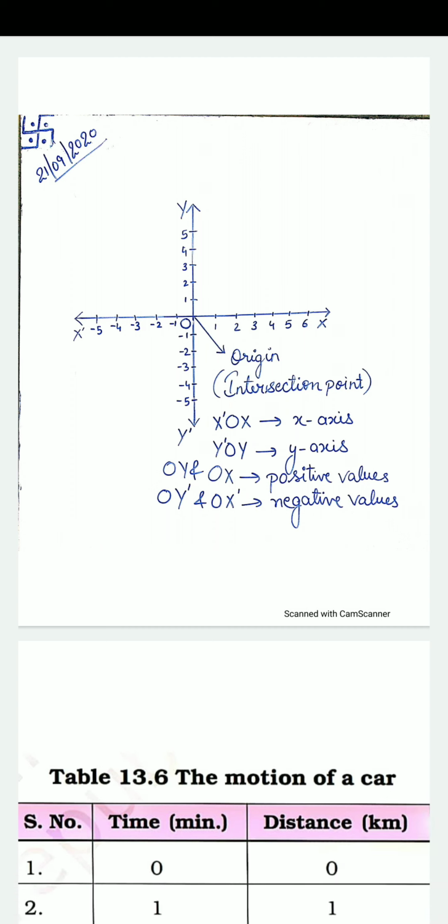Afterwards, students, one thing I want to tell you all: in a distance-time graph we have to take only the first quadrant, that means the positive values we will be taking. So there is no need to plot the other part.